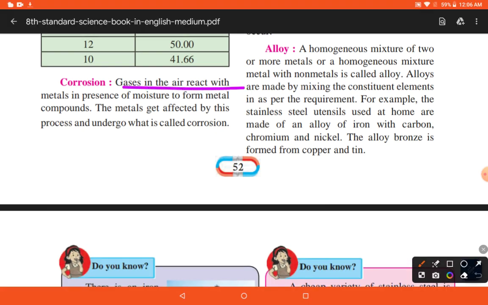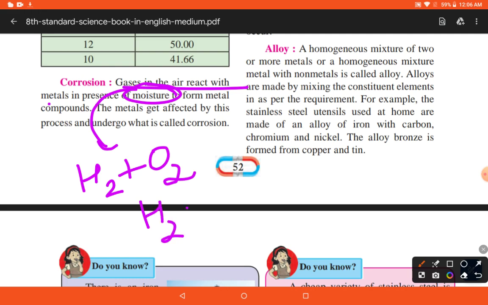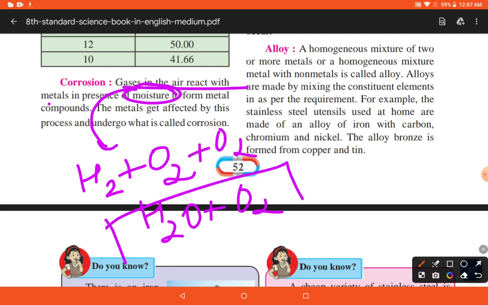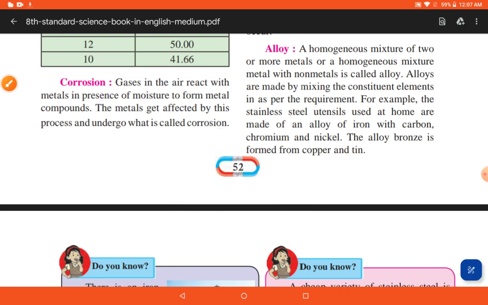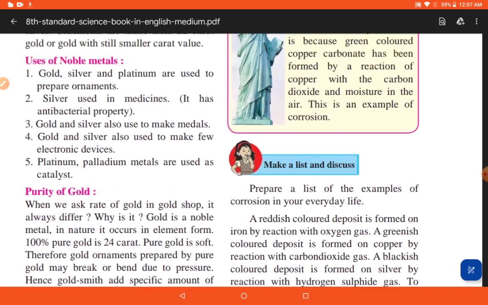Now let's talk about corrosion. The gases in the air react with metals in the presence of moisture. Moisture means H2O, water, plus oxygen. Water will be there, oxygen will be there. Metals get affected by this and then they cause corrosion.